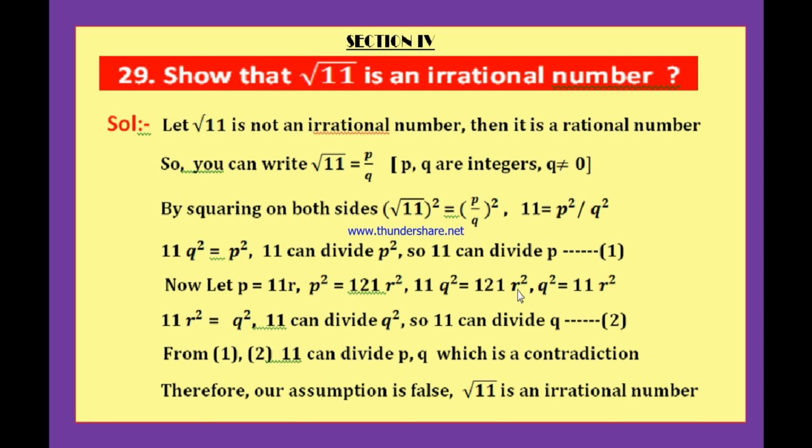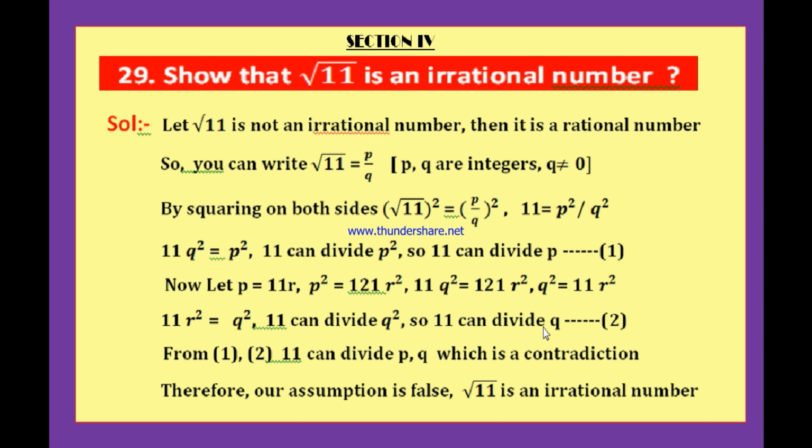Or take this 11 to the other side, then q square is equal to 121 by 11, which is 11r square. q square is equal to 11r square, or 11r square is equal to q square. Therefore 11 can divide q square and 11 can also divide q.